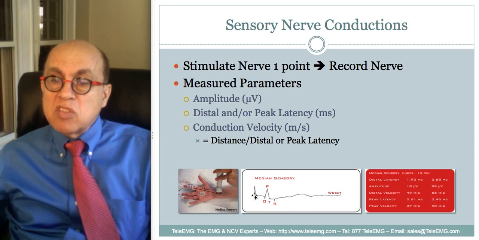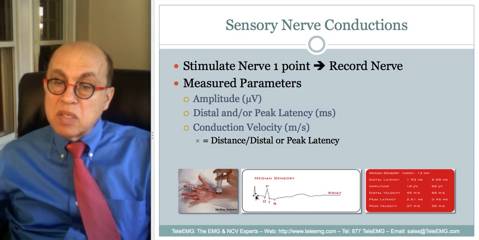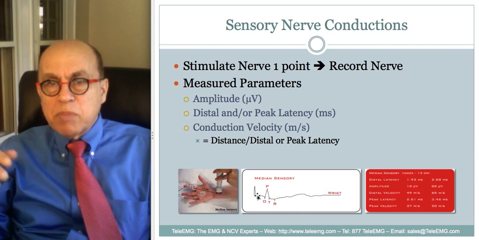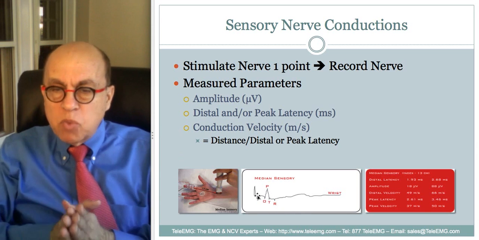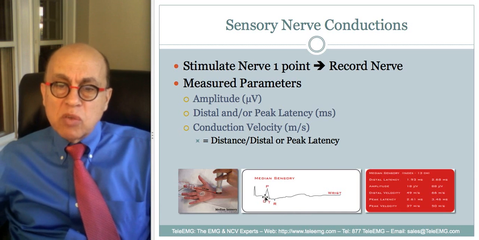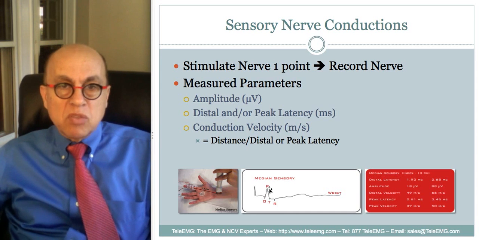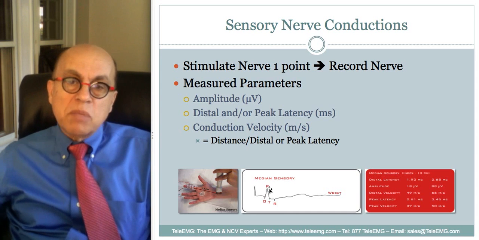Now, what else do we measure? We measure the distal latency, the time that it takes from here to here, distal. Or we also measure the peak latency, the time that it takes from here to the peak, essentially. Why? I'll explain later, but just very quickly. In some sensory nerves, we don't see the O very easily, but we always see the P very well. So basically, we say, well, if we don't see the O, we measure the latency from the P, and that's called the peak latency. It's measured in milliseconds.